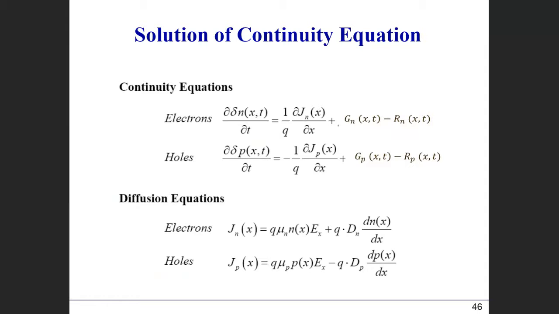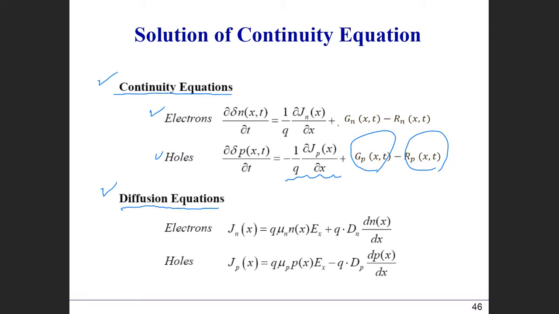So using this kind of process, we can tell that any change of concentration in a piece of semiconductor, either hole or electron, comes from either current injection through the material, or the generation or recombination process. So that's the meaning of this continuity equation. Another equation is what we call the diffusion equation.